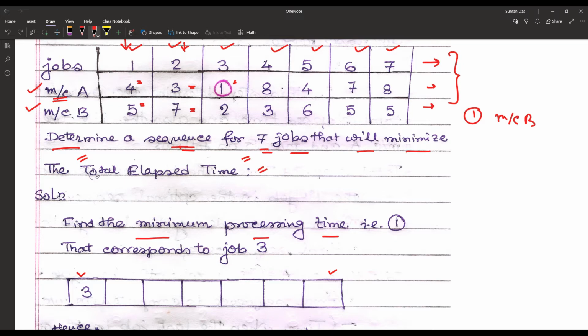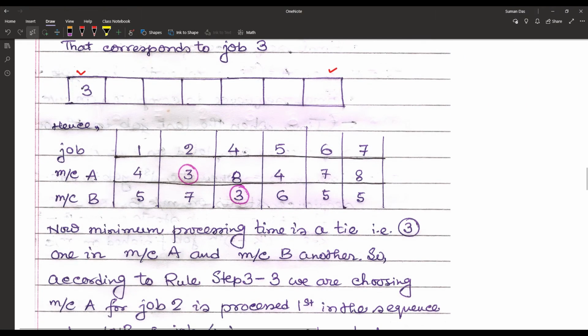And according to that, the job 3 has been crossed out. So the next table is just like without the job 3 here. So next, once again we have to find out the minimum processing time. If we look at the table once again, now the minimum processing time is 3, but here is a tie.